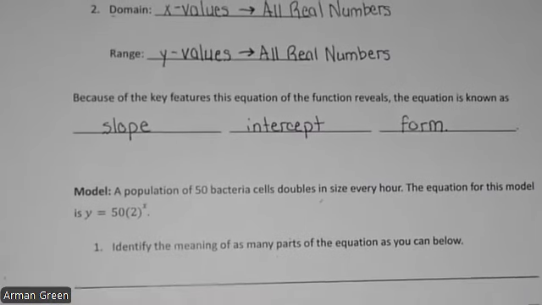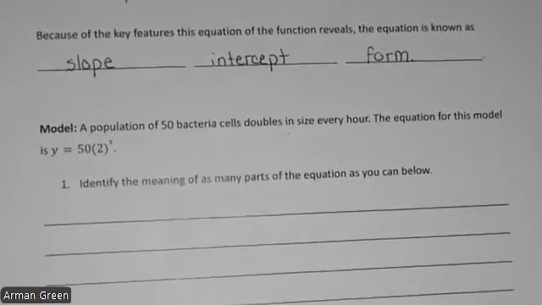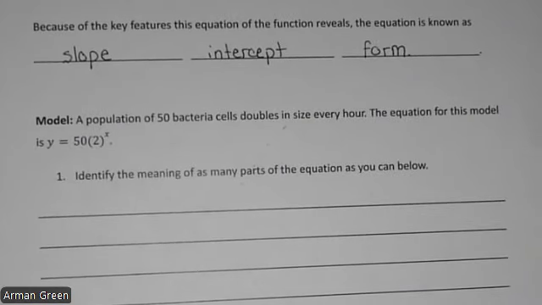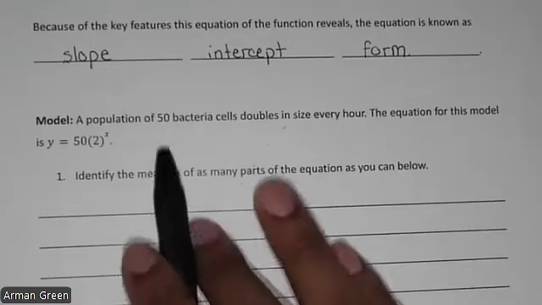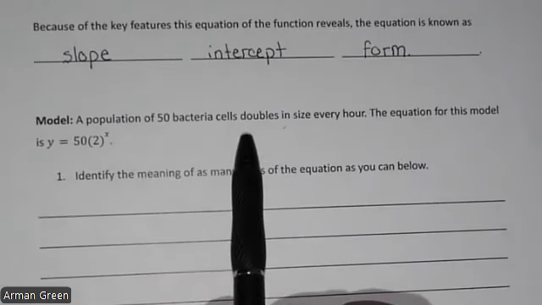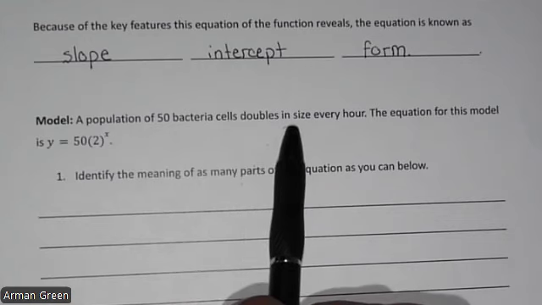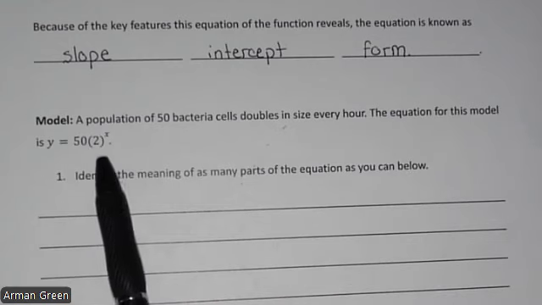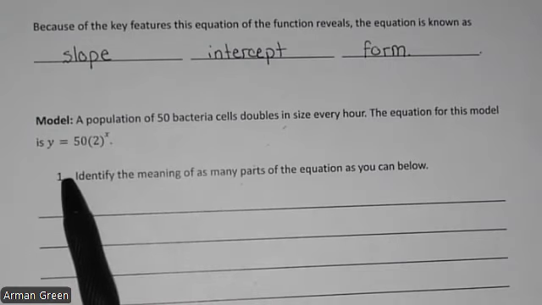So here at the bottom of page 2 of your notes, we have an example problem, or a model. It says that we have a population of 50 bacteria cells. And what we know is that these bacteria cells double in size every hour. Now, the equation for this model has actually been given to you. It is this function here.